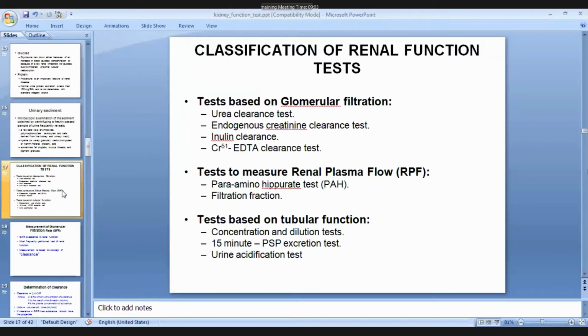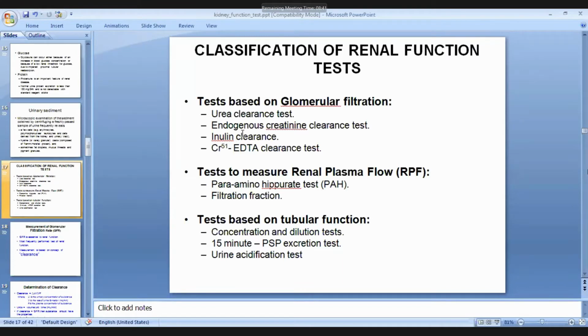As we know, the nephron has different functions: glomerular filtration, and different tubular functions, like tubular absorption and secretion. Based on these different functions, we categorize the renal function tests. First, tests based on glomerular filtration, to assess how the glomerular filtration is occurring.